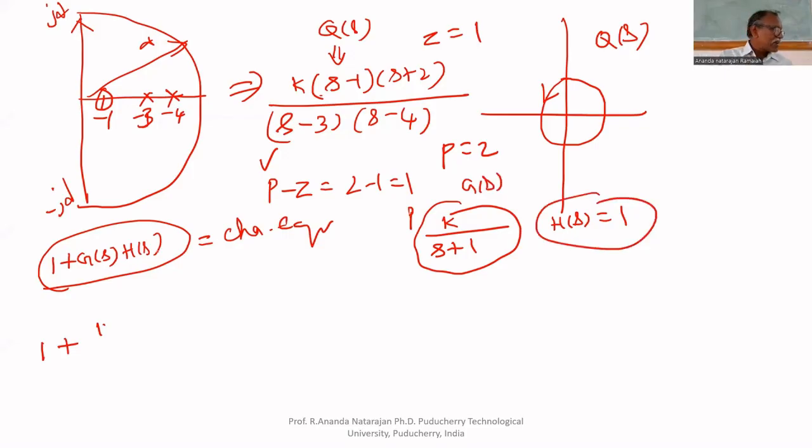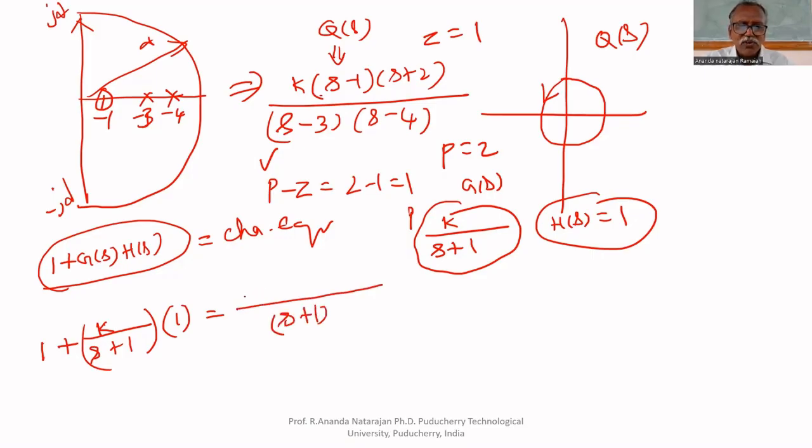The characteristic equation is 1 plus K upon S plus 1 multiplied by 1. If you simplify this, what will you get? In the numerator you will get S plus 1 plus K, over S plus 1. You notice that the denominator of 1 plus GH and the denominator of the open loop system are the same.